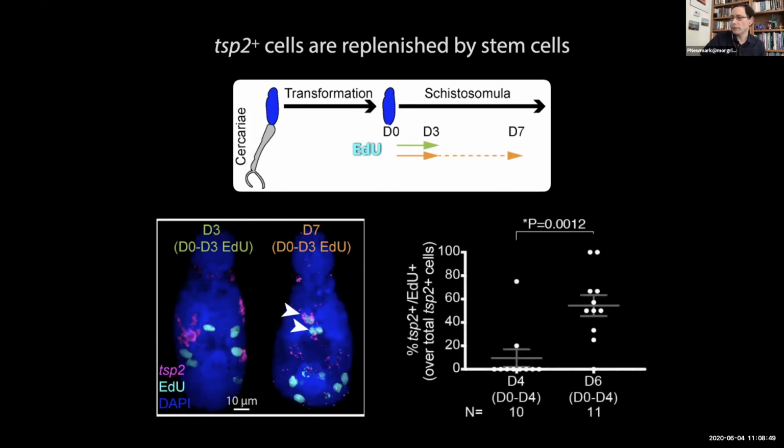And this is just quantified here, showing this increase. This is a slightly different developmental period. This is now a 2-day chase after a 4-day pulse, but the point is the same, that these double positive cells are now found and increased dramatically. So these early proliferating cells are giving rise to tegument at this very early stage of transformation.